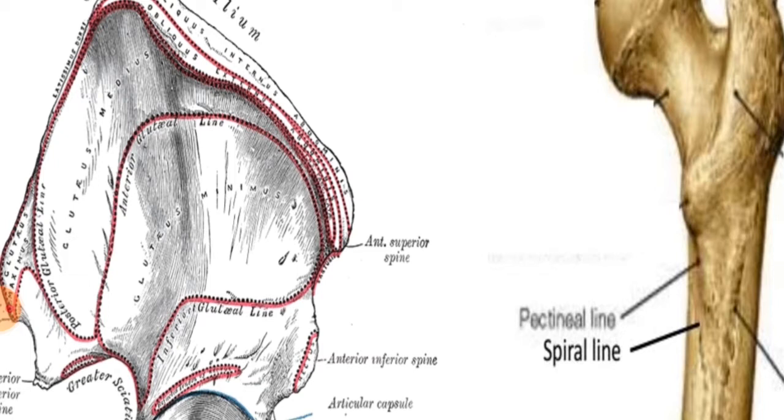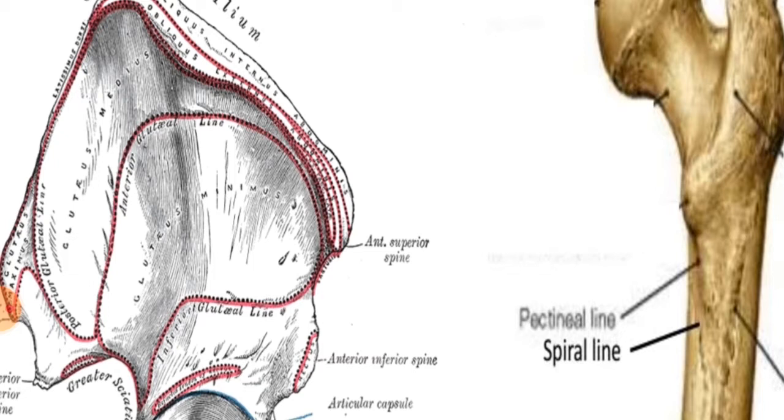Now these are basically for the gluteal muscles. Between the anterior and the inferior gluteal line आपके पास यहाँ पे depression है, and this space is basically for the gluteus minimus muscle. Between the anterior and posterior gluteal line आपके पास जो space है, this is for the gluteus medius muscle.